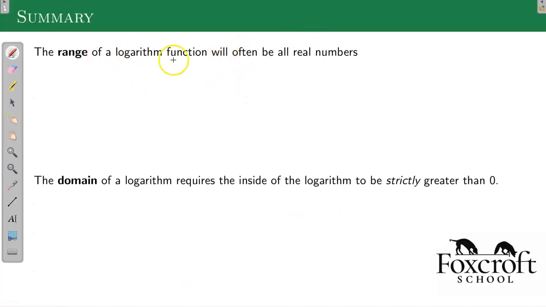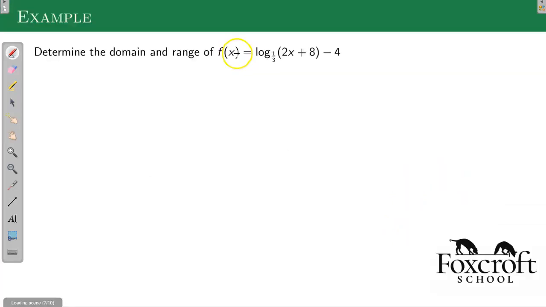All right, so quick summary. The range of logarithms is the easy one. It's just all real numbers. So you can pretty much just say that without thinking about it right now. And the domain of the logarithm requires that the inside of the log is strictly, which means not with the equal sign, strictly greater than 0.